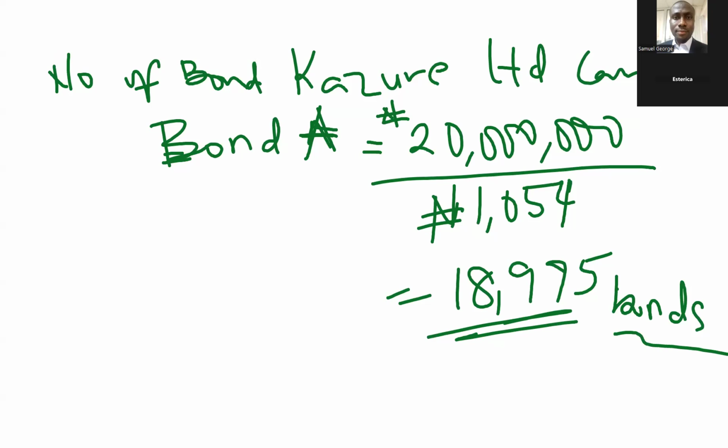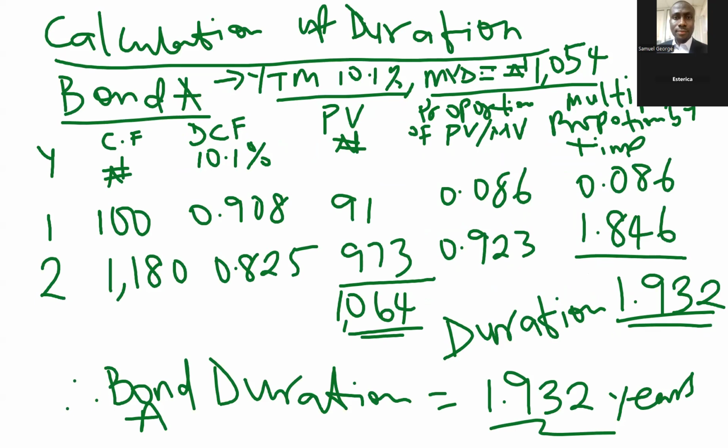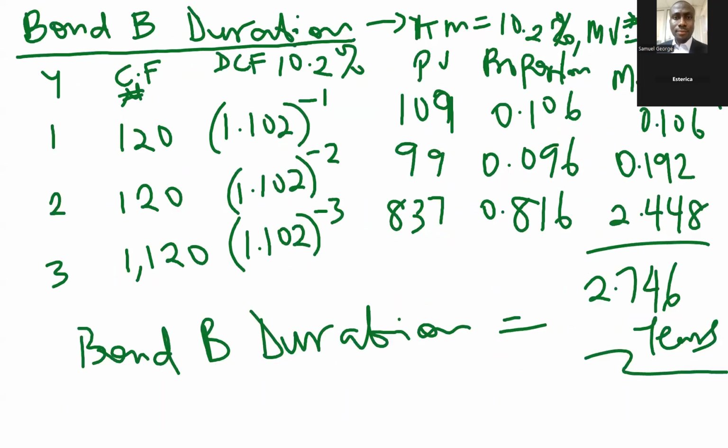All right. So we can see how to calculate bond duration now. For bond A, we got 1.932 years. For bond B, we got 2.746 years. So you can see they are not up to the maturity dates.